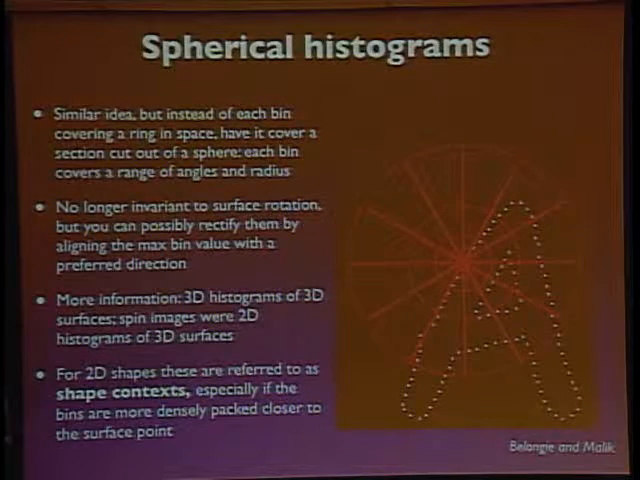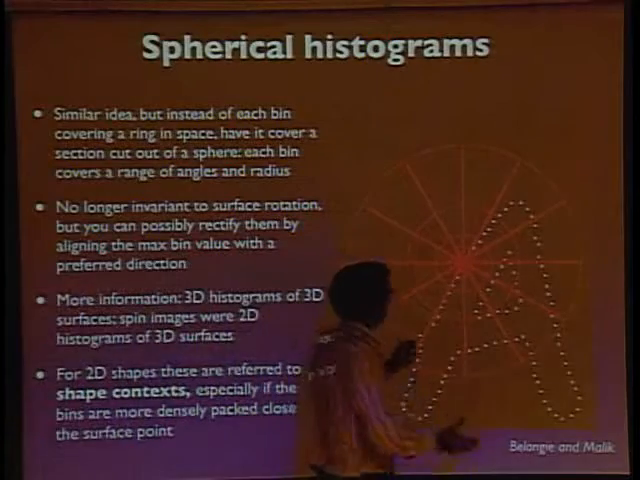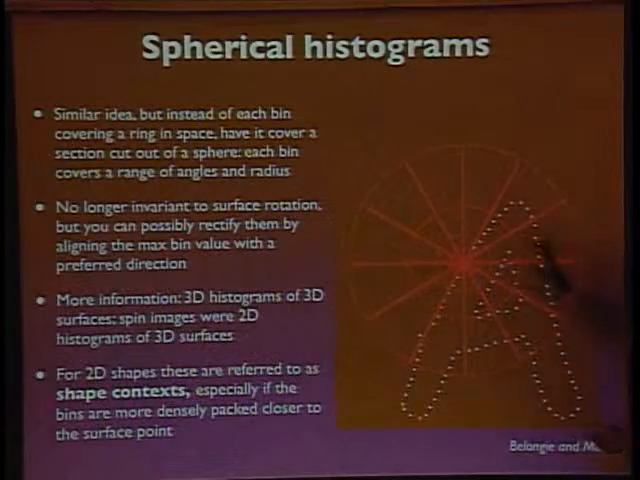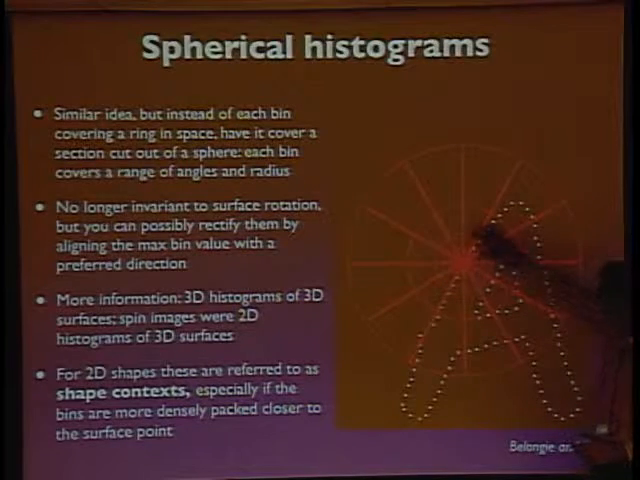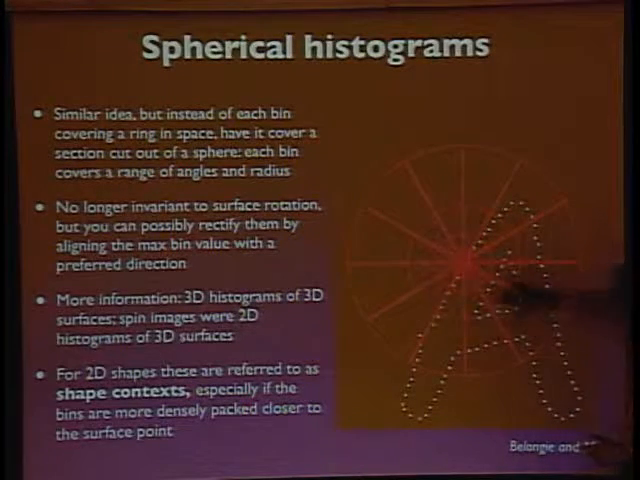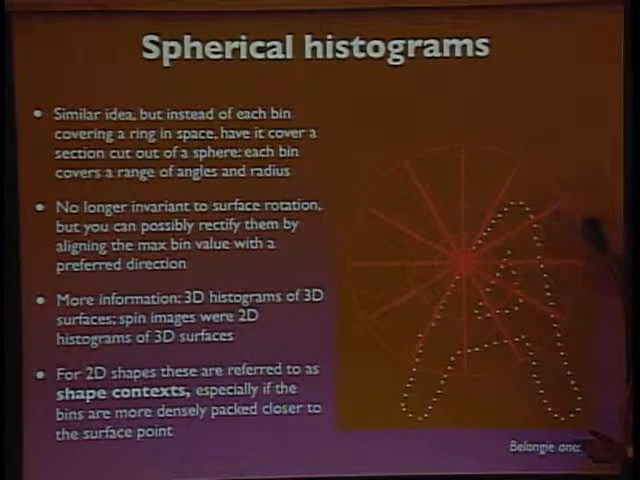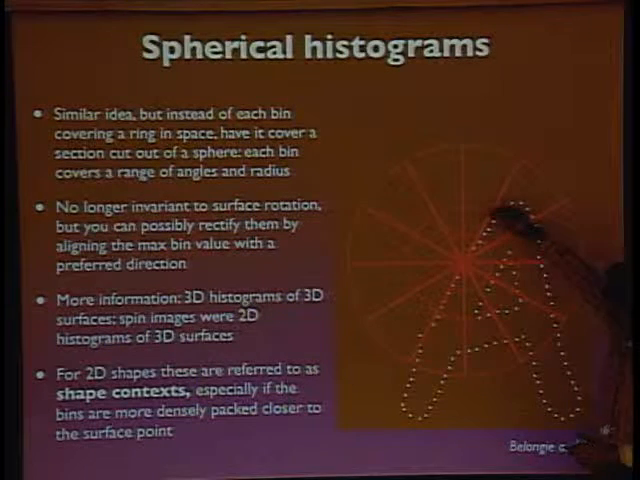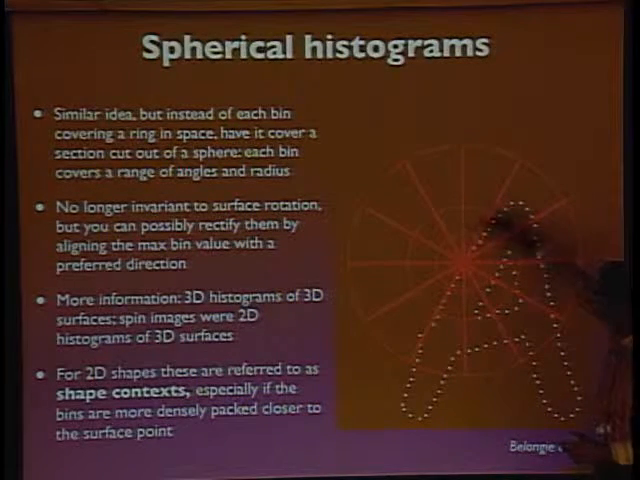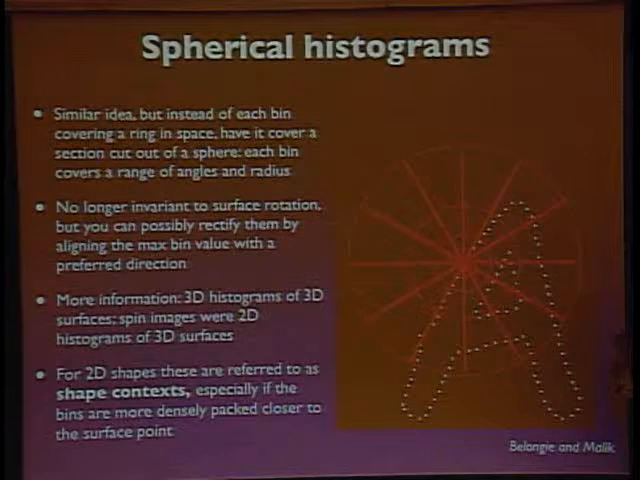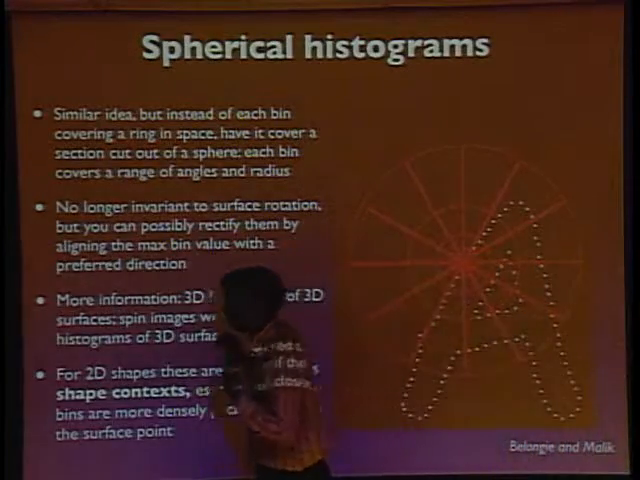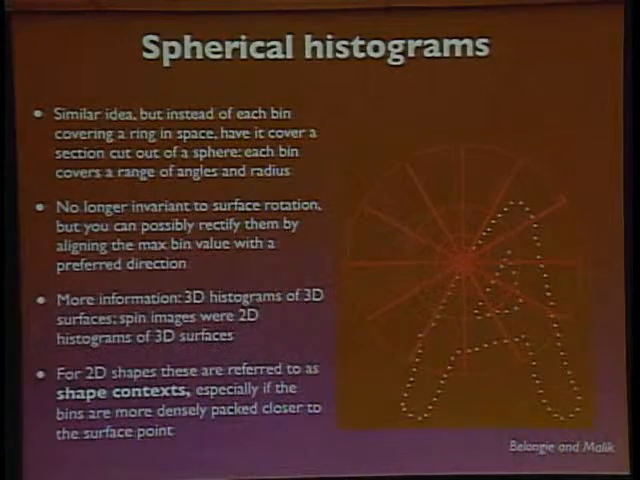Spheres in 2D are circles, and that's what I can draw. So imagine that you have a 2D shape like this, and you break the world up into these spherical or circle-shaped rings that look like this, and you chop them up by angle. And so simply put, you just count up the number of points that fall into each one of these pie-shaped wedges, and use that as your representation of the object.